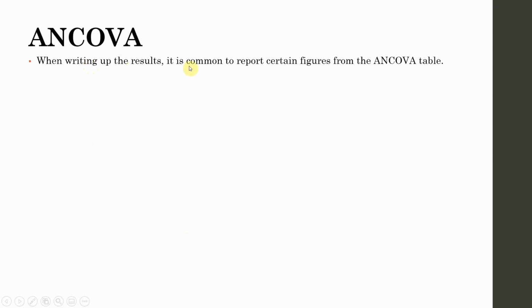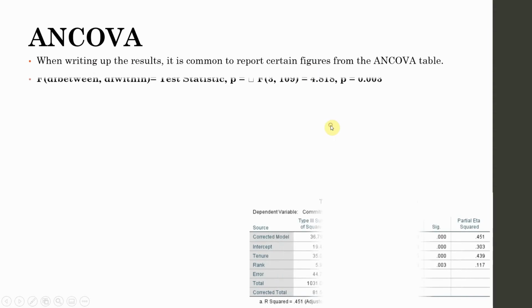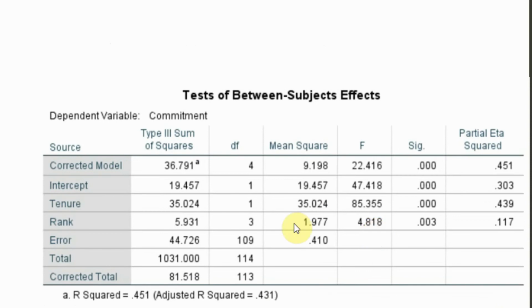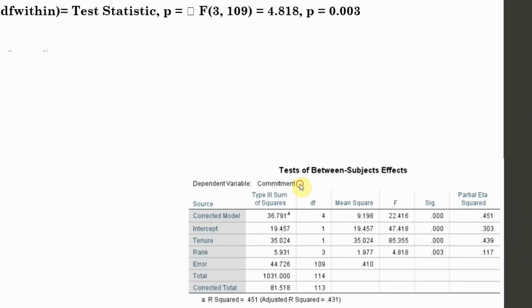Now when writing the results, it's common to report certain figures from the ANCOVA table. Look at this table, the test of between subject effects, the main table that we are interested in. This is the format to report the results: F, this is 3, and this is the error, 109, and 4.818 is your F statistic, and the p-value is 0.003. This means that rank has a significant impact on commitment.